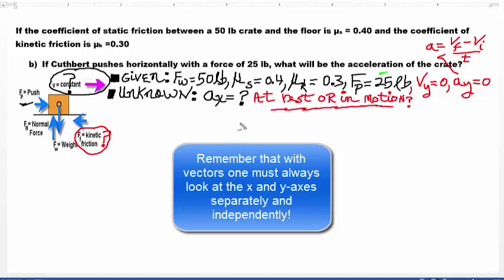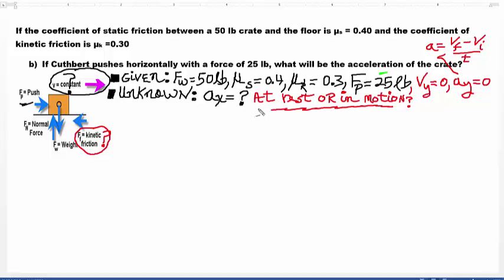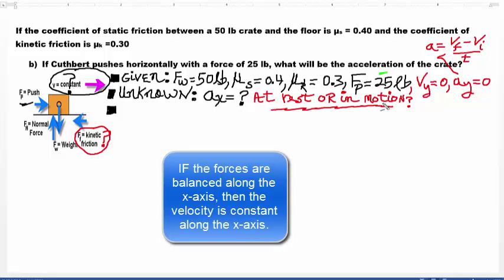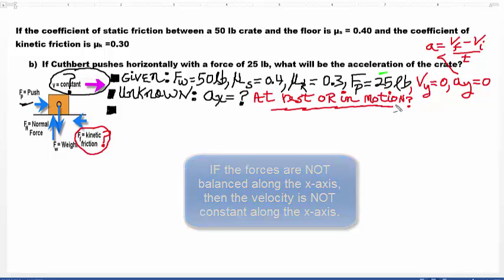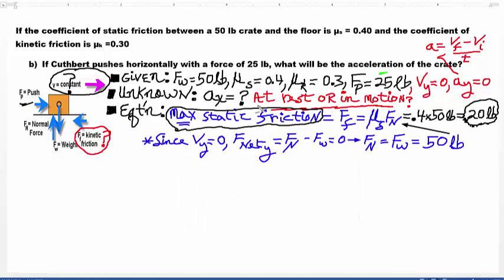Before we look at what equations we need, we also need to know, is the crate at rest or is it in motion? If the crate is still at rest, then a sub x along the x-axis is 0. If it's in motion, we need to determine whether or not it's moving with a constant x velocity or whether the forces along the x-axis are unbalanced and therefore it is accelerating. Let's first address the question, is the crate at rest or is it in motion?